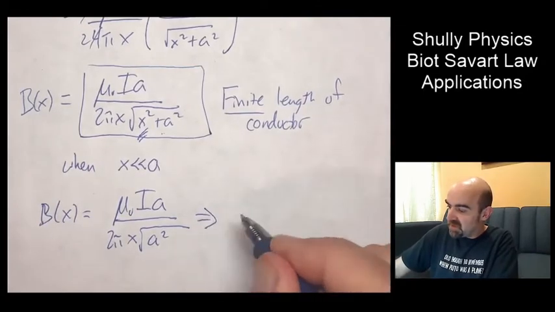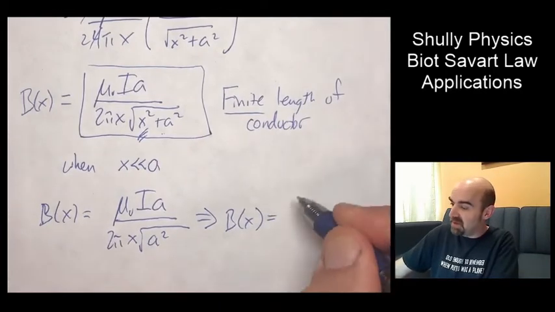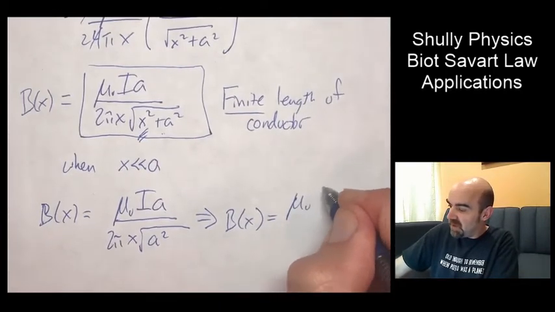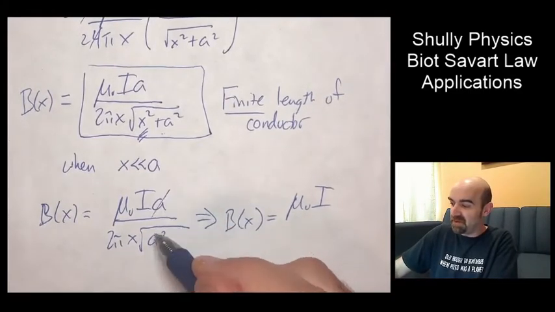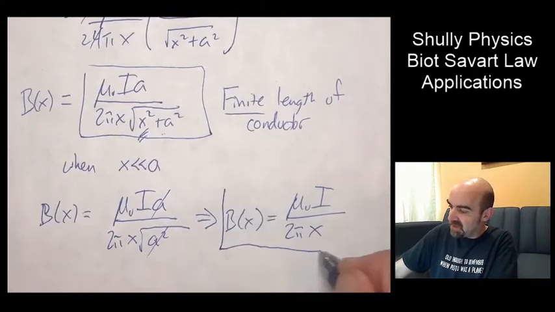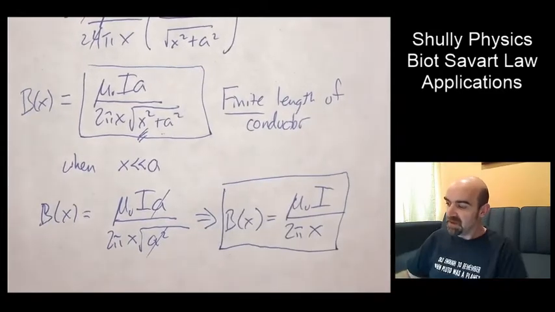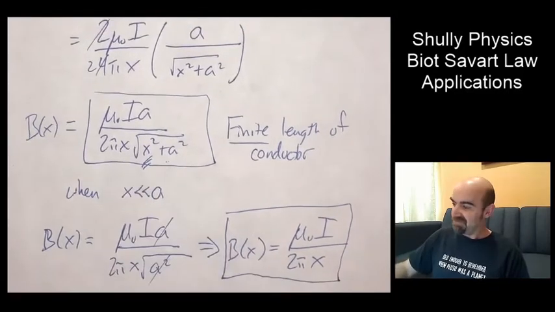And just to keep this as clean as possible, in the end our B of x becomes mu naught I. A divided by the square root of A squared is 1. They cancel out, and we end up with a 2 pi x. So look at that. That's a whole lot simpler than this, would you say?